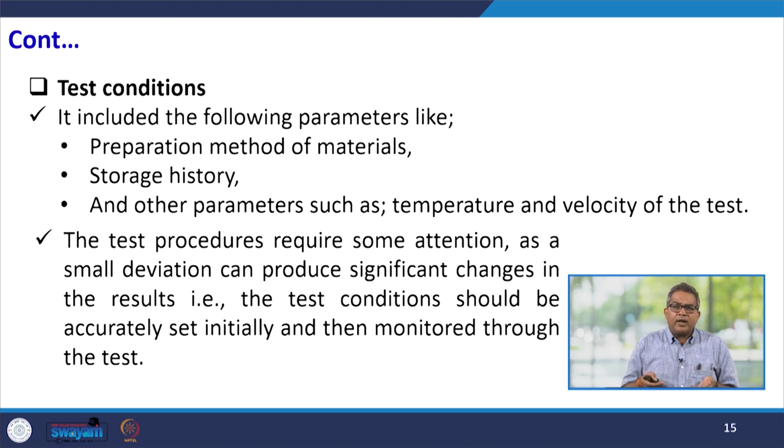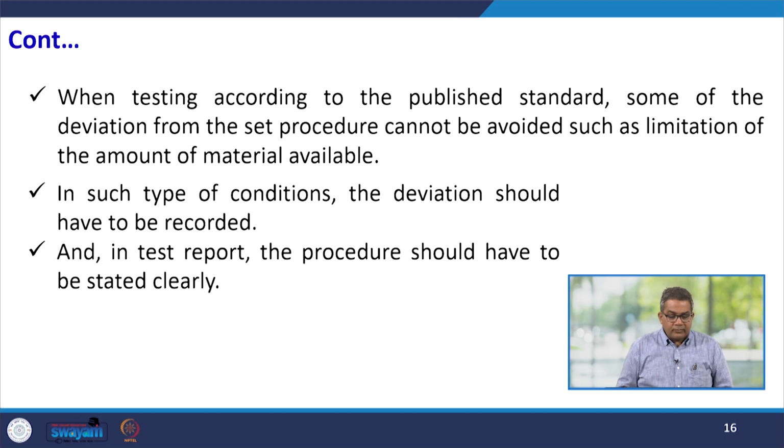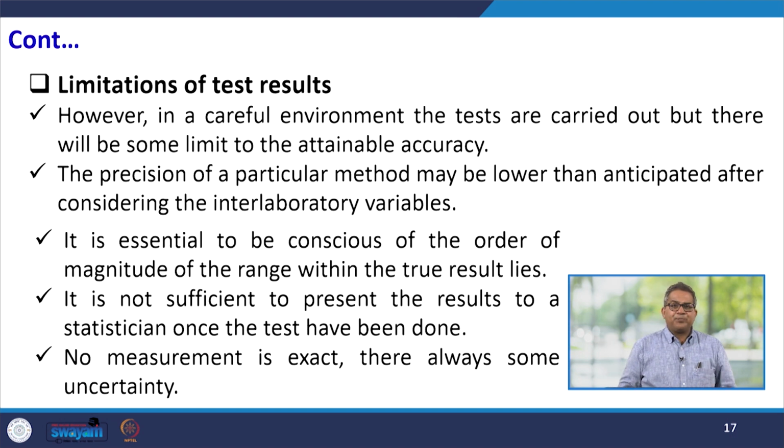The test procedure requires some attention, as a small deviation can produce significant changes in the result, and the test condition should be accurately set initially and then monitored through the test. Now, when testing according to a published standard, some deviation from the set procedure cannot be avoided, like limitation of the amount of material available, because this gives a guiding factor. In such a condition, the deviation should be recorded, and you must find out the root cause of the deviation, and in the test report, the procedure should be stated clearly.